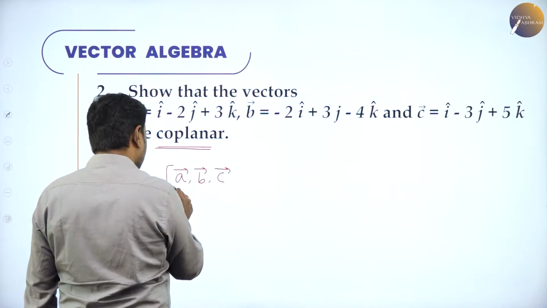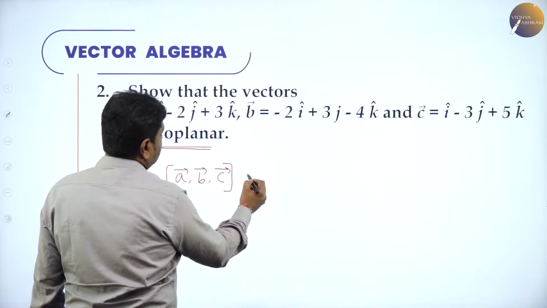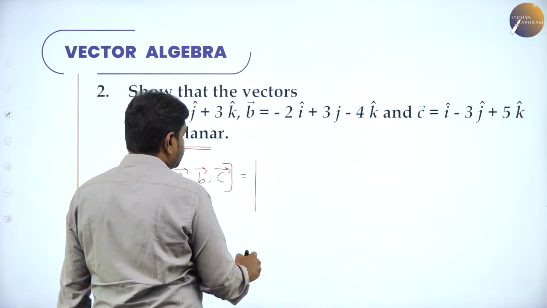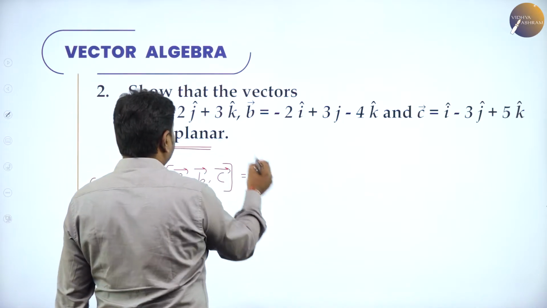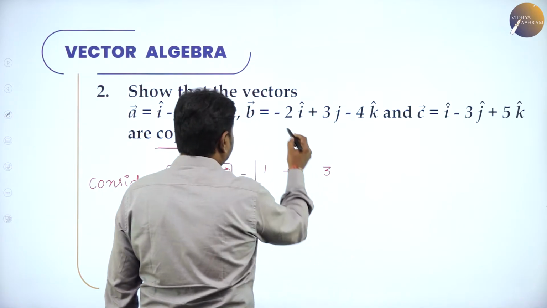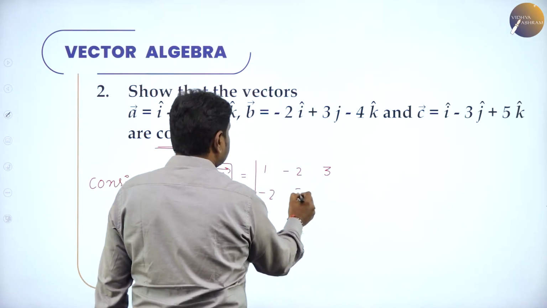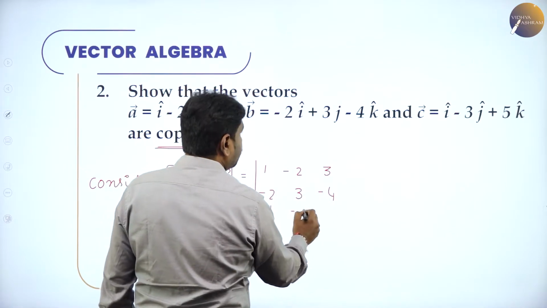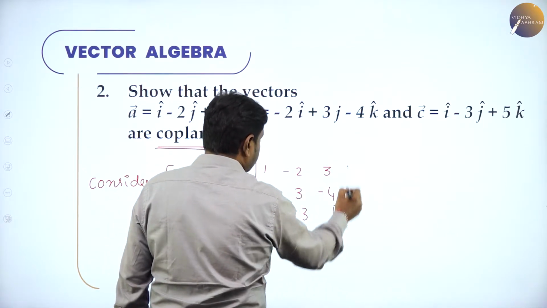Box product is also called the scalar triple product. Box product means expand the determinant. First row you take vector A coefficients: 1, minus 2, 3. Second row you take vector B coefficients: minus 2, 3, minus 4. Third row you take vector C coefficients: 1, minus 3, 5. Now you expand this.